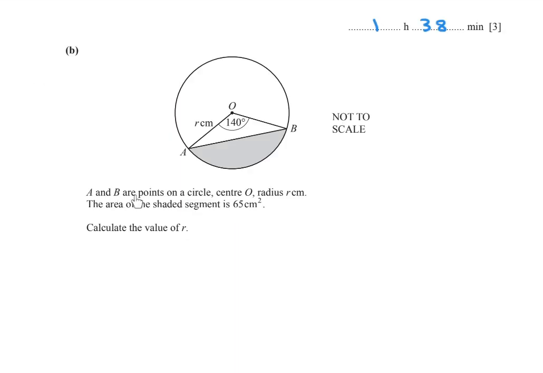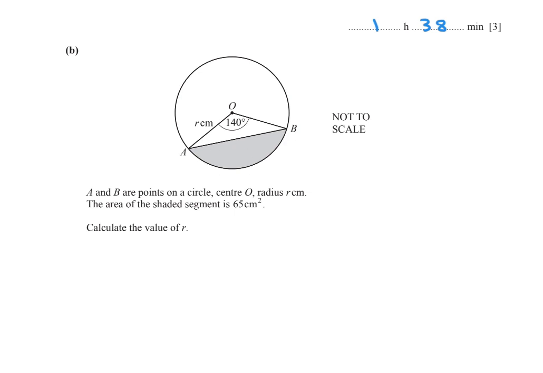Question 7: A and B are points on a circle, center O, radius R. The area of the shaded segment is 65 centimeters square. Calculate the value of R. To find the area of a segment, area of sector minus area of triangle.